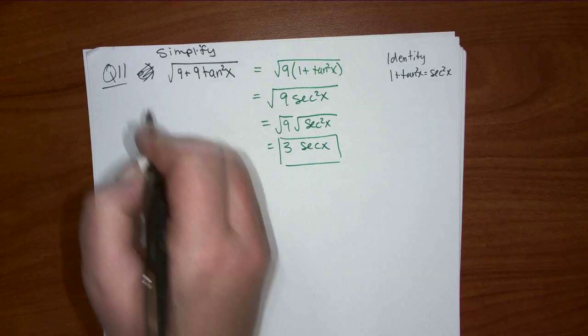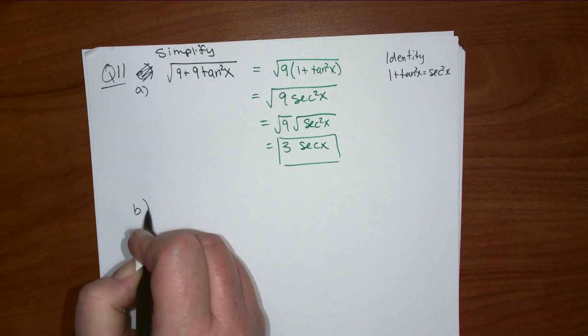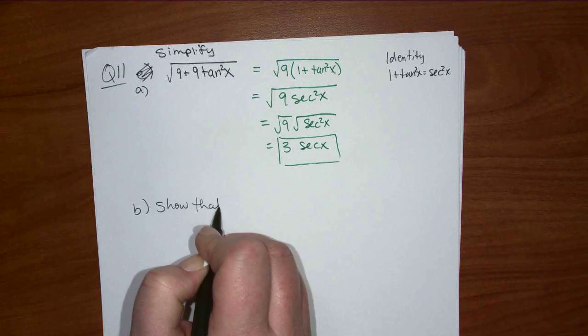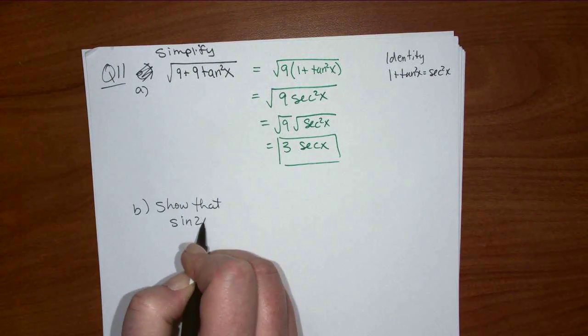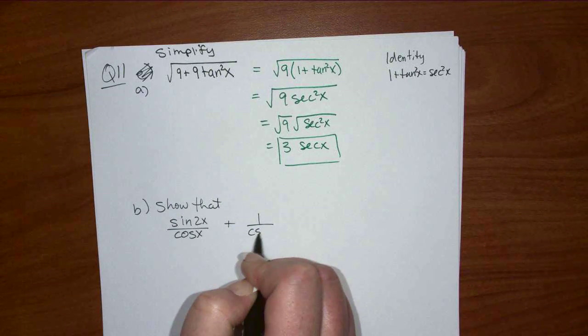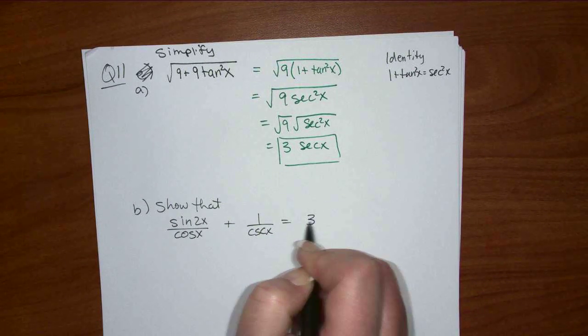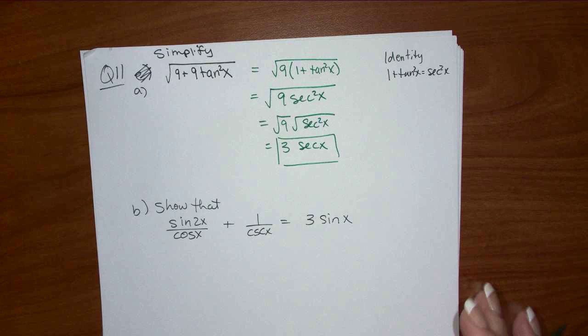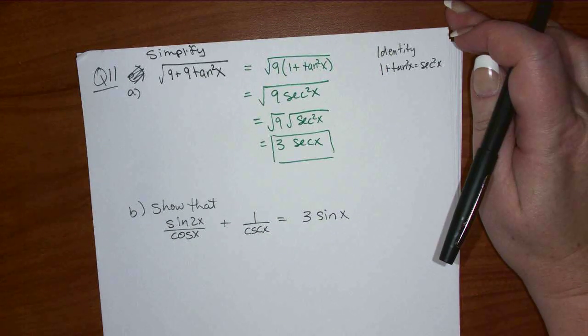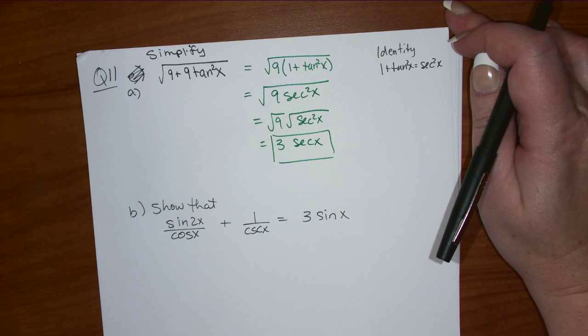So we'll call that A. B, show that sine 2x over cos x plus 1 over cosecant x is equal to 3 sine x.